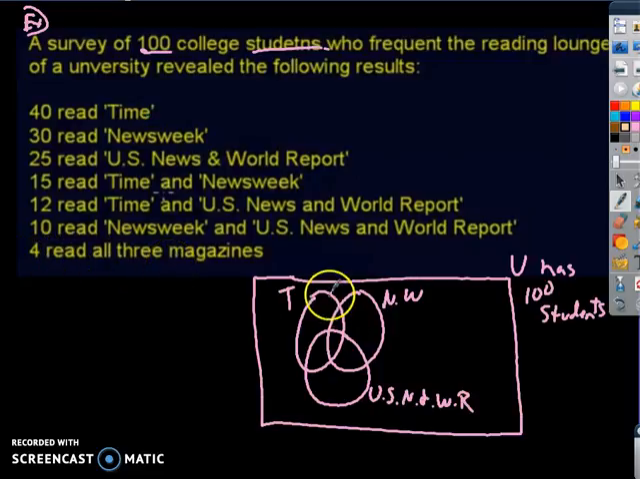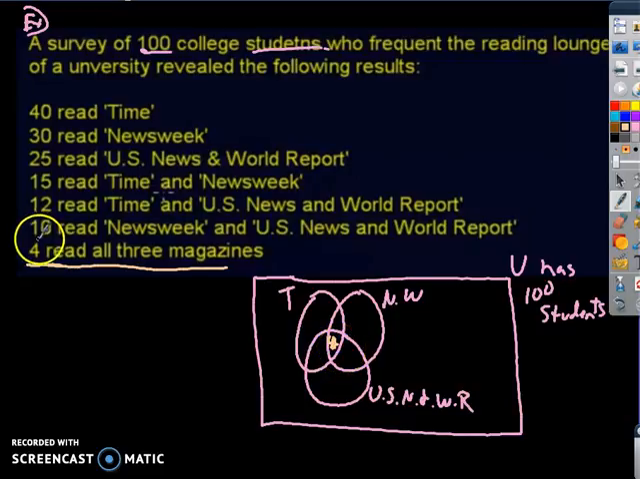So this is all the people who read Time in this circle. All the people who read Newsweek will be in this circle. And all the people who read U.S. News and World Reports in this circle. And this is the section where all 3 overlap. So anybody in this section will read Time, they'll read Newsweek, and also read U.S. News and World Reports. And that group is 4 people. So I know this section right here is 4. All right, so that part's done.